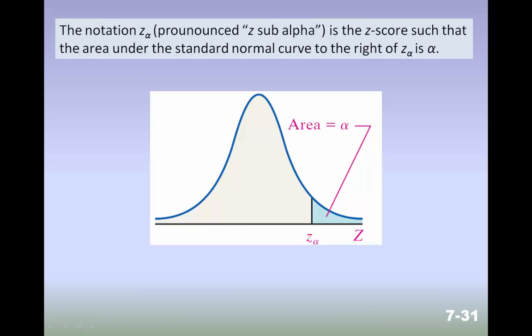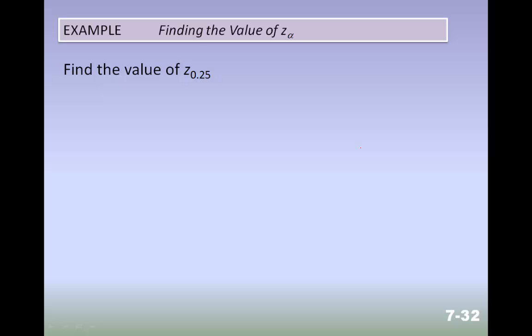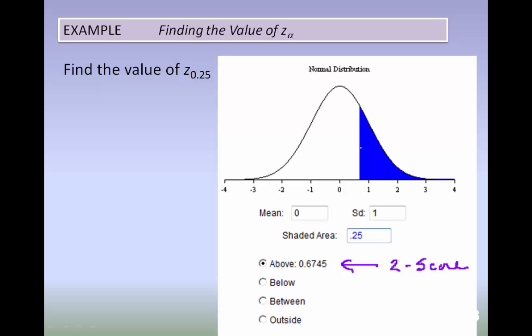The notation z sub alpha, is the z-score such that the area under the standard normal curve to the right of z sub alpha is alpha. So this is just mathematical notation to keep them from writing so much. Find the value of z sub 0.25. So you're finding the z-score such that the area is 0.25 to the right of that z-score. So you put 0.25 in as your area and click above, and you have 0.6745 as the z-score.